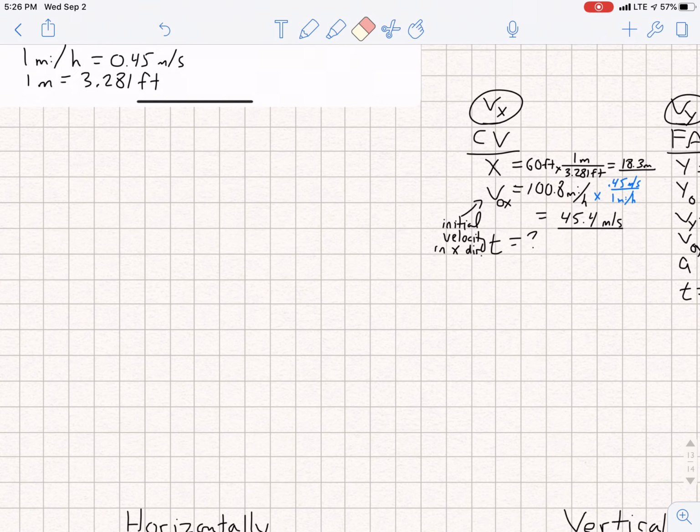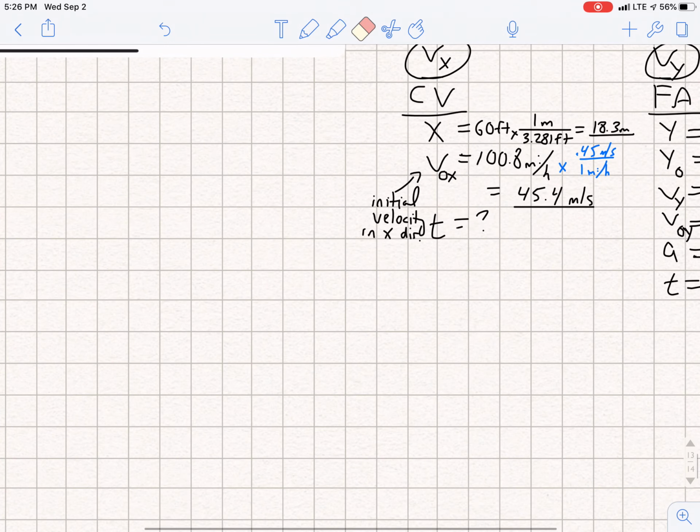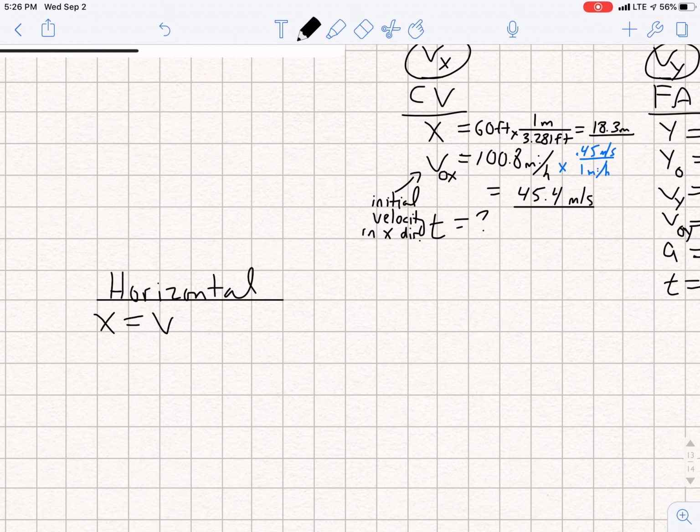So the first equation we're going to use is in the horizontal direction. We're using the equation x equals v naught x times t. This is the exact same equation as v equals x over t. The only difference is we've solved for x, and x equals vt. But instead of writing it as v, we're writing it as v naught x. So it's really distance equals velocity times time. It's your standard constant velocity equation.